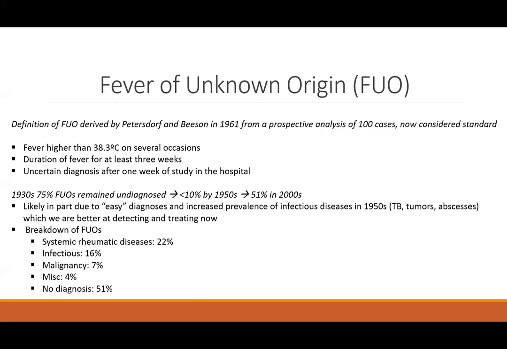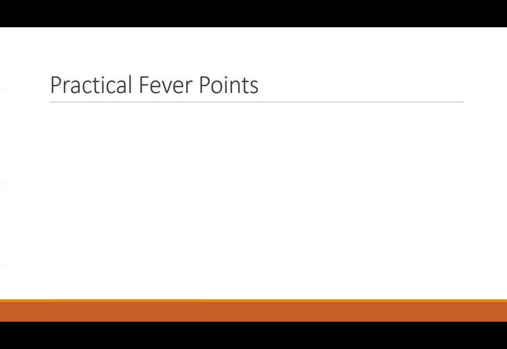When they look at a breakdown of what causes these, 22% of the time we'll find a rheumatologic disease, 16% of the time we'll find an infectious disease, 7% will find malignancy, 4% is miscellaneous, and then we never find a diagnosis again in about 50%.